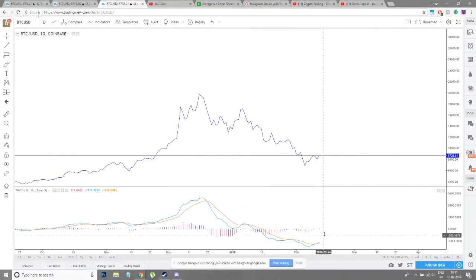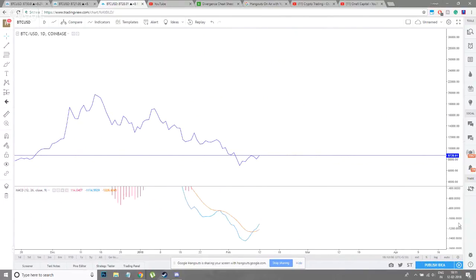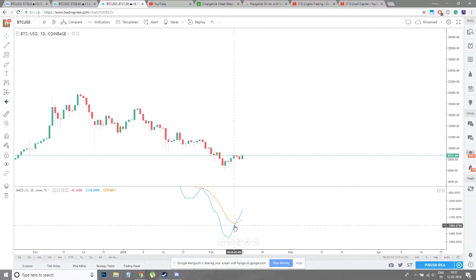So right here on the daily, something that I was looking at yesterday, you have an indicator to open a long. That just happened yesterday. Oh, it was a couple of days ago, 3 days ago. It gives you an indicator to go long.